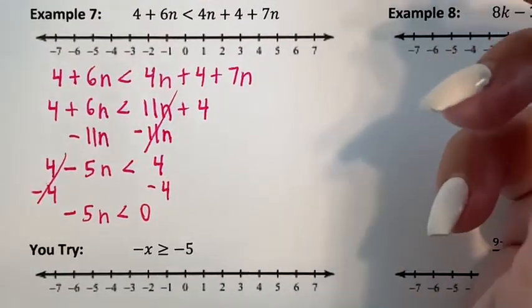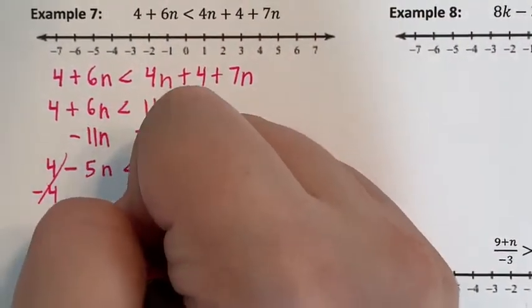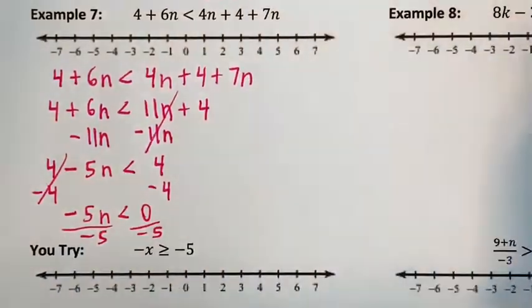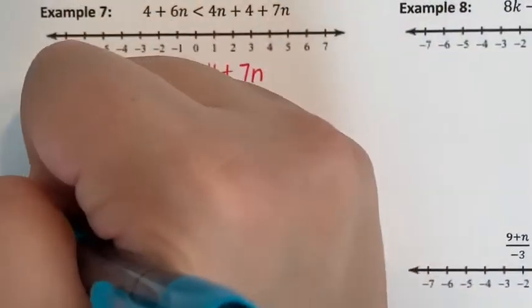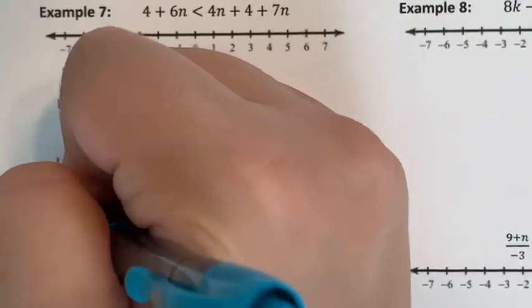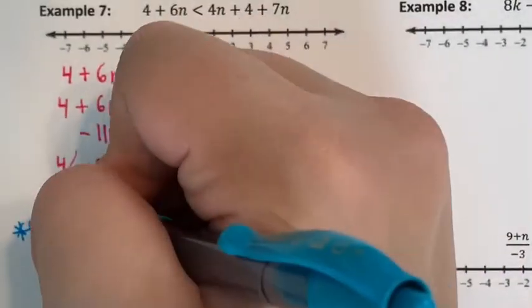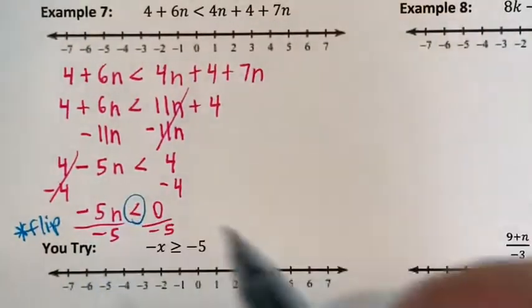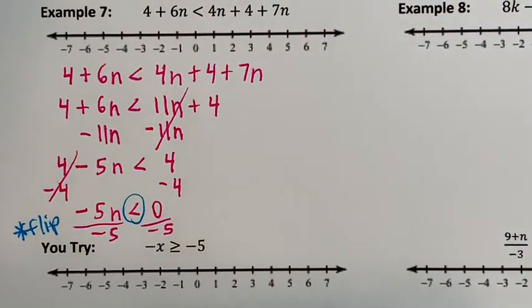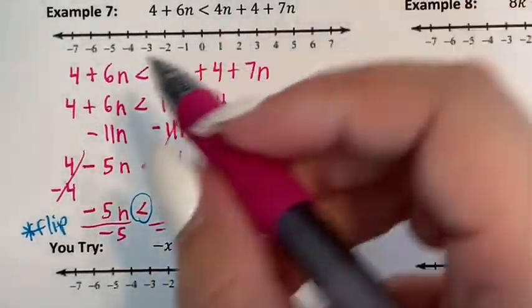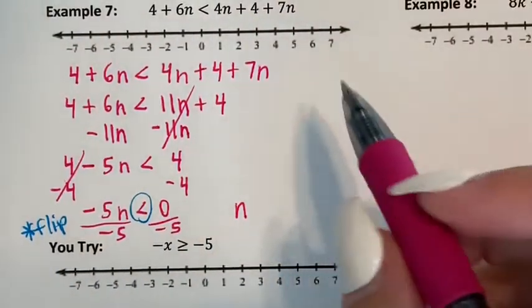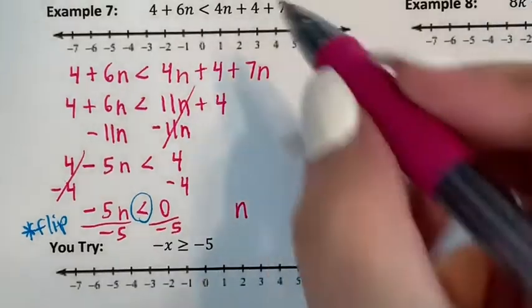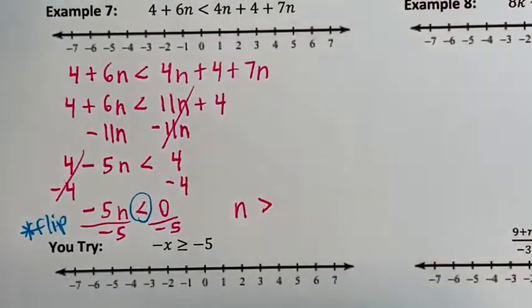The very last step here, divide by negative 5. I'm running out of room. And make a note. What did I just do? Divide by negative 5. Put a star or write the word flip. I need to flip my inequality sign. So it's going from a less than sign to a greater than sign. So here, on this side I'm left with n. I'm flipping from less than to greater than.